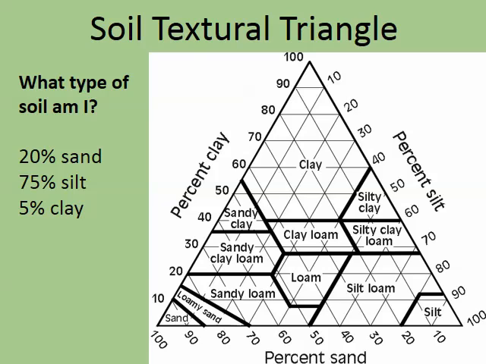20% sand, 75% silt, and 5% clay. Take a second. Try to do it. 20% sand, 75% silt, and just to check, we have that 5% clay. So you have a silt loam using these percentages over here.